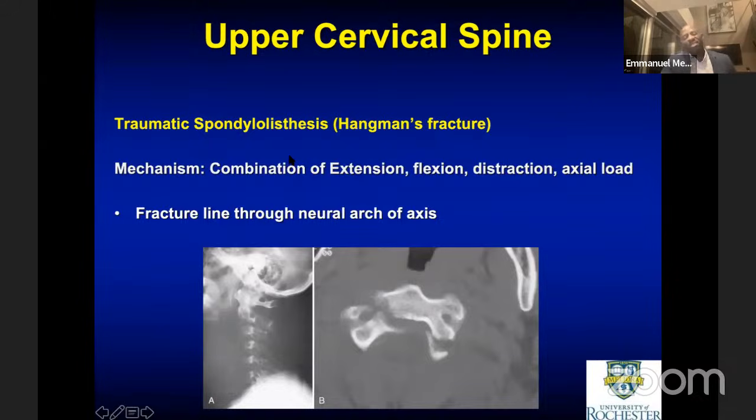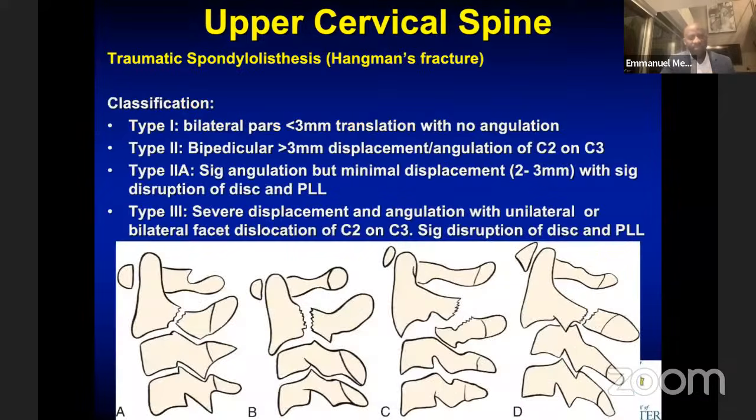Traumatic spondylolisthesis or hangman's fracture is also another injury that, working at a level 1 trauma center, we often see, with a mechanism often involving a combination of extension, flexion, distraction, and axial load, with the fracture line typically exiting through the neural arch of the axis. Here's just a quick schematic demonstrating the classification of traumatic spondylolisthesis or hangman's fracture.